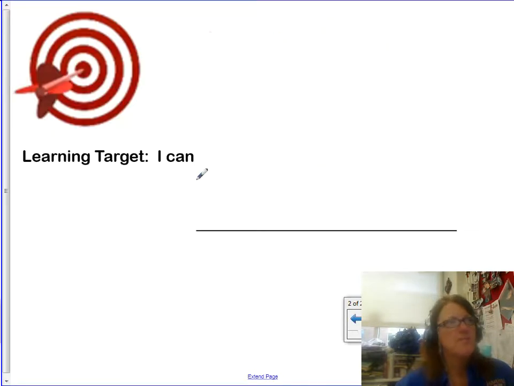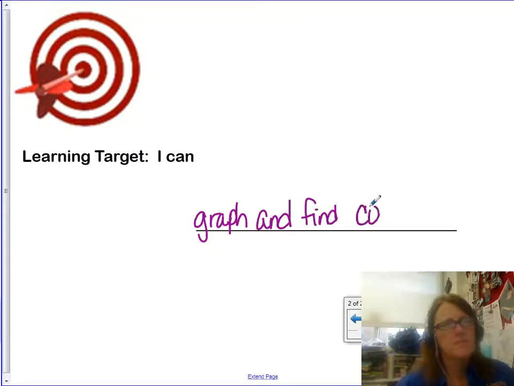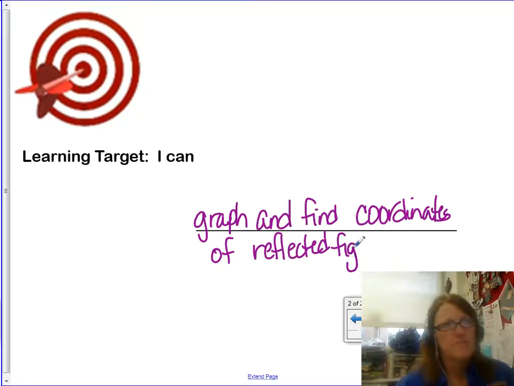Learning target for today. I can graph and find the coordinates of reflected figures. Cool. All right, so there's your learning target today. I can graph reflections. I can find the coordinates of reflected figures. There we go.